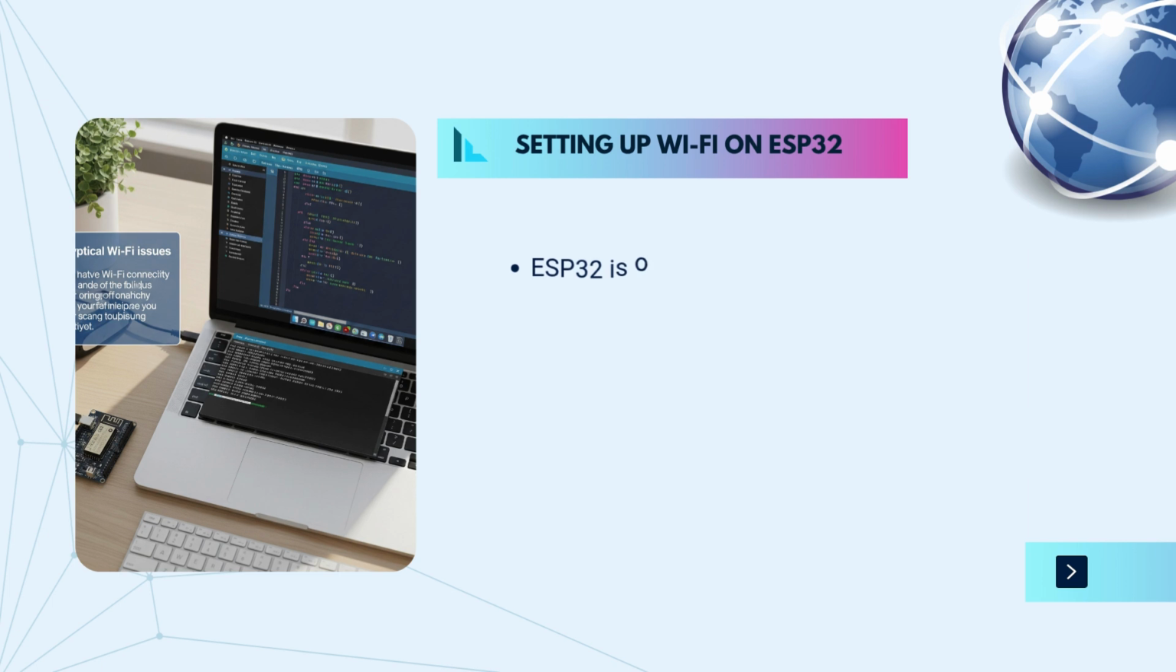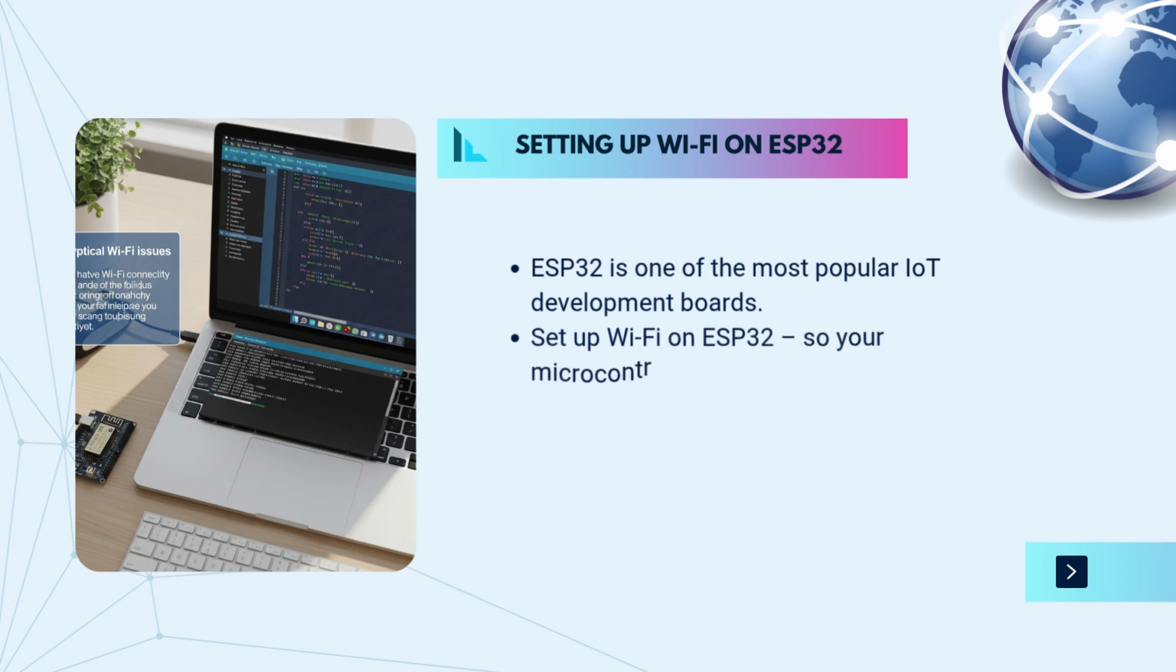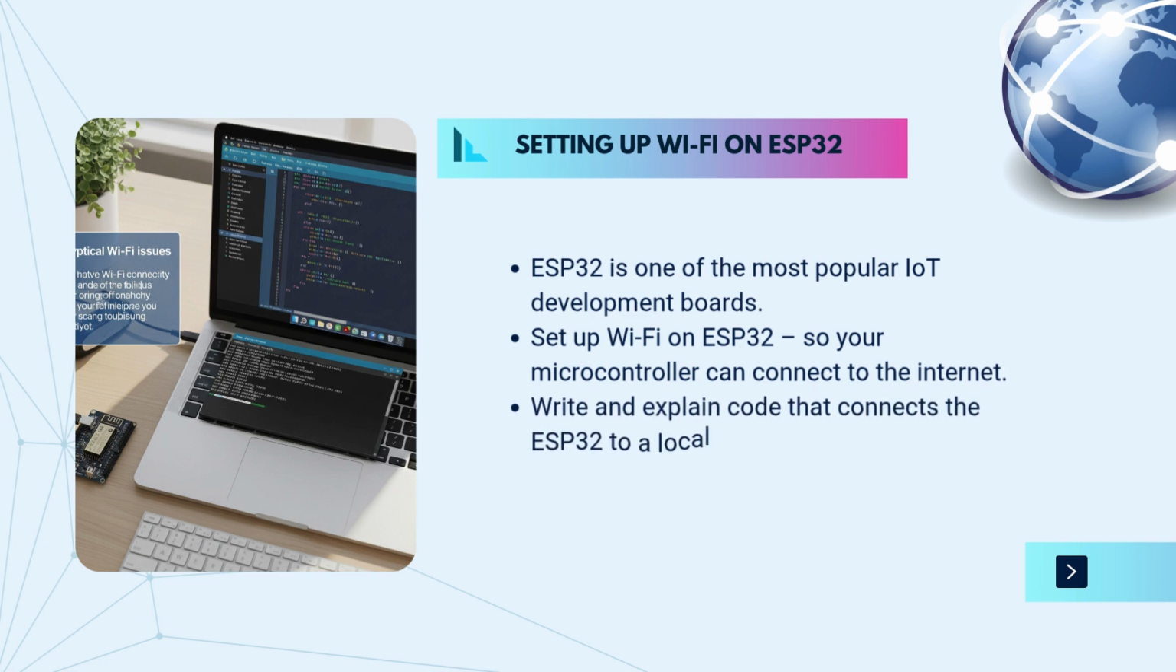Next, we'll get hands-on with ESP32, one of the most popular IoT development boards. We'll show you how to set up Wi-Fi on it, so your microcontroller can connect to the internet. We'll write and explain code that connects the ESP32 to a local router and even prints IP addresses for diagnostics. This is your first step to building internet-connected devices.